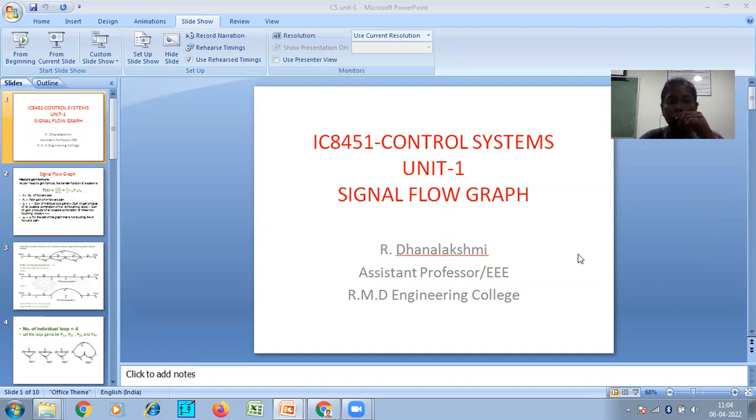In this session, I would like to discuss signal flow graph. In short, we will call it SFG. This is actually the significant part of our control systems. As we know, in control systems, our unit 1 is all about deriving the transfer function of the given system. So in that, the signal flow graph is a very important, significant methodology to obtain the transfer function.